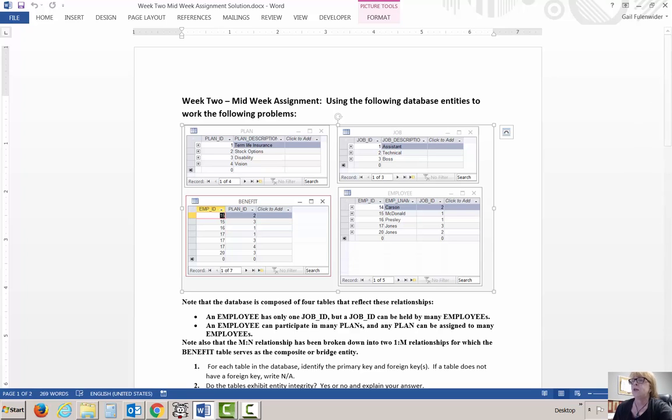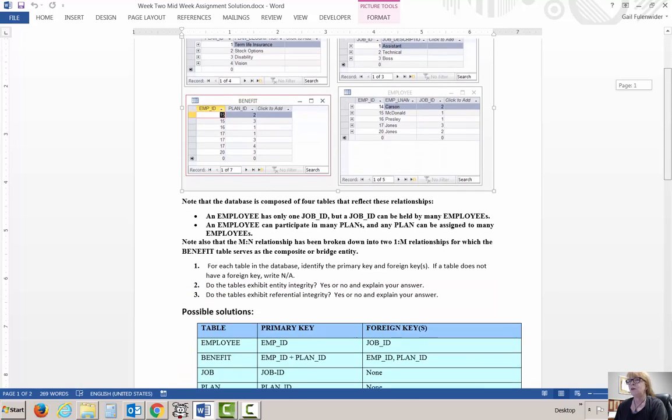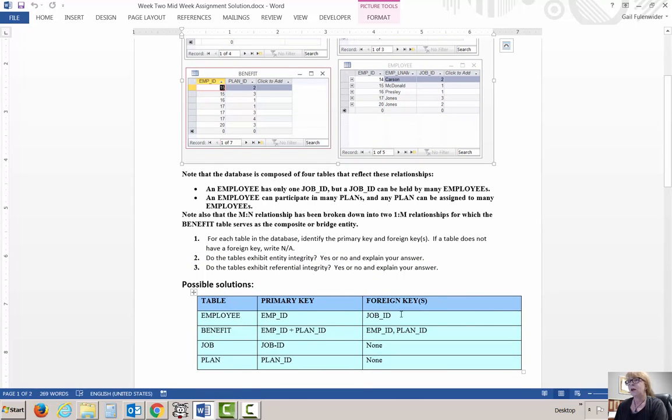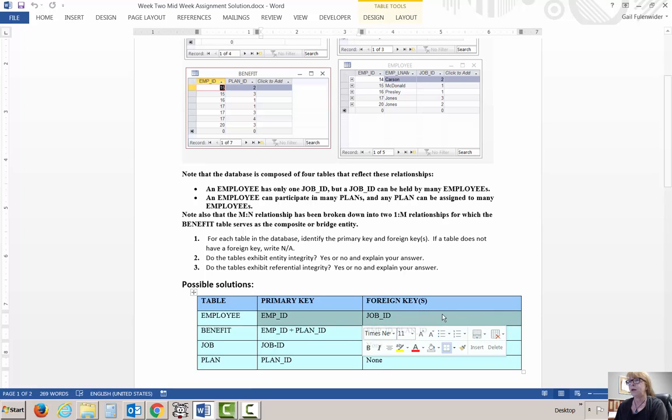Now, when we look at foreign keys, remember, a foreign key means that the primary must exist in another entity, and it has the same format. For instance, in my employee, in order to get to the job description, I hold the job ID, which links back to the primary key of the job ID. So that makes job ID the foreign key for job. Again, in the employee, the foreign key is job ID.